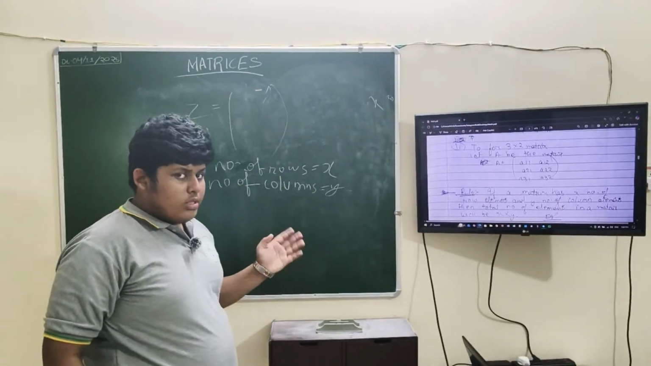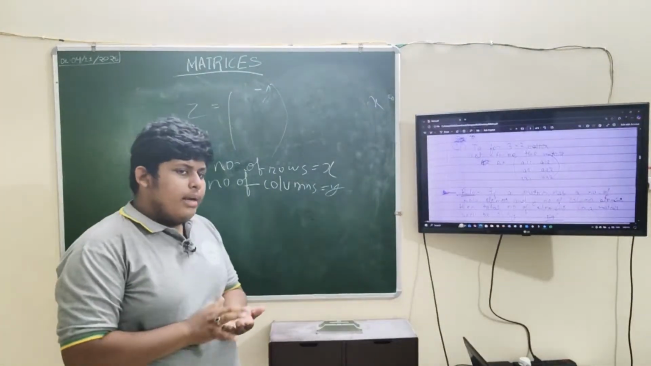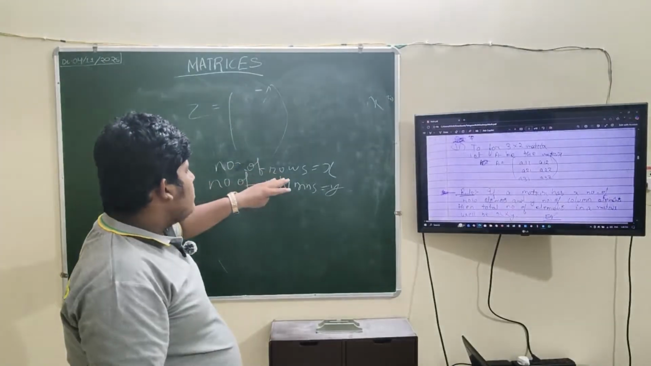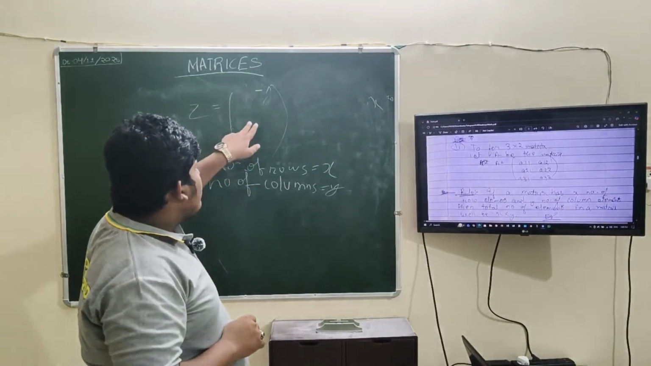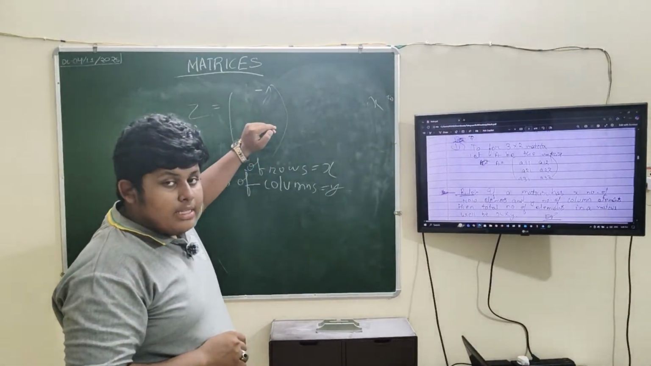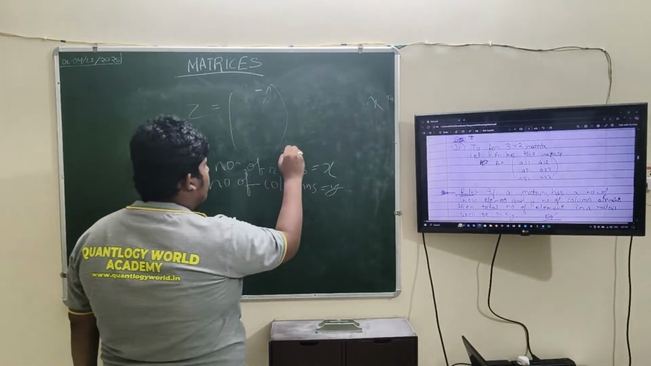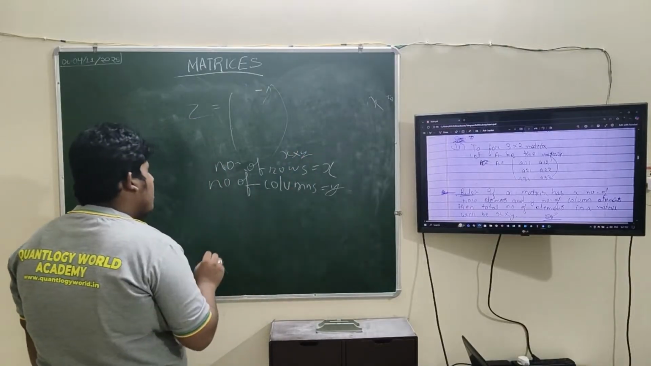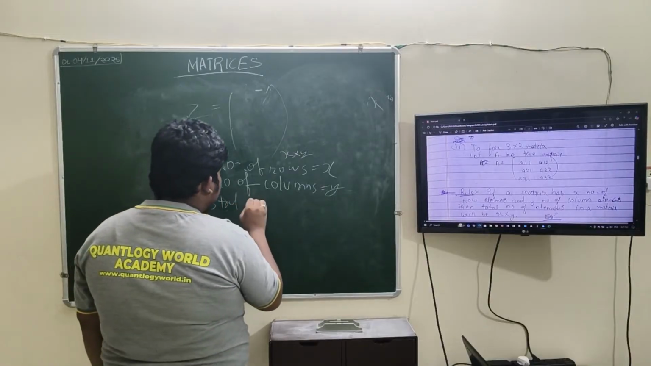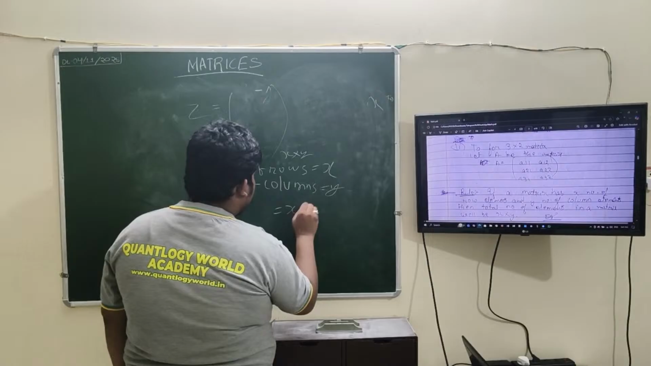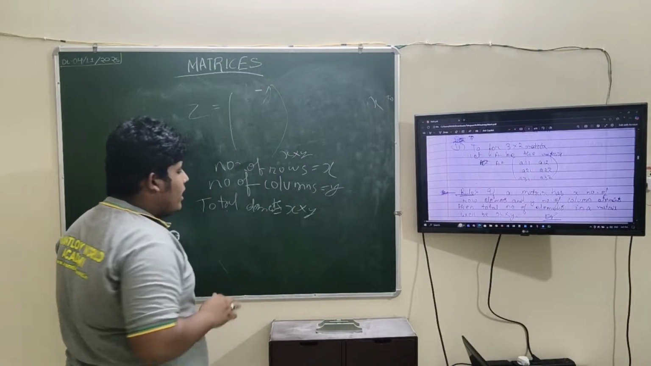So here the number of rows and number of columns are not defined, so we can take X and Y. This rule says that if a matrix has X number of rows and Y number of columns, then the total number of elements in this matrix is X into Y. The order is X cross Y, and the total number of elements in this matrix is X into Y.